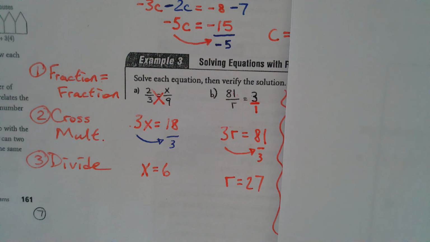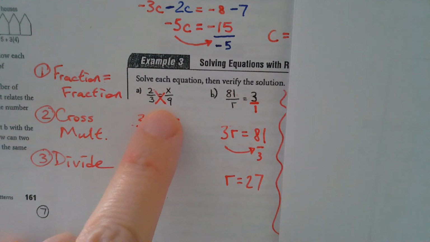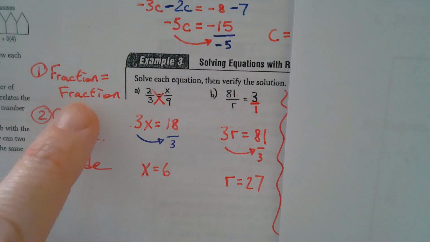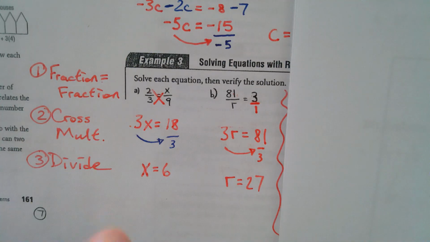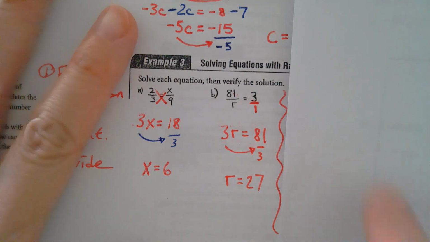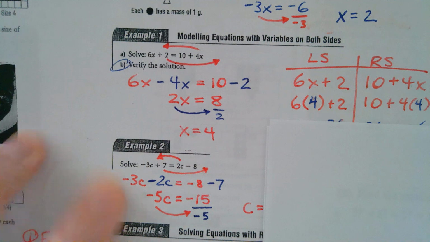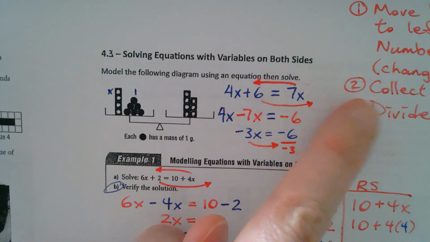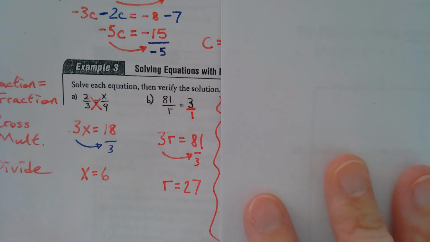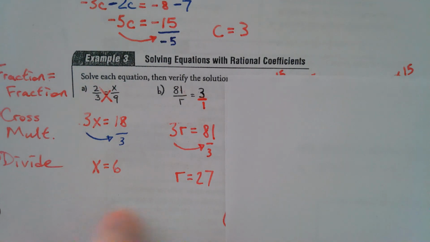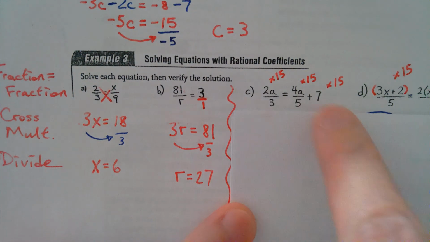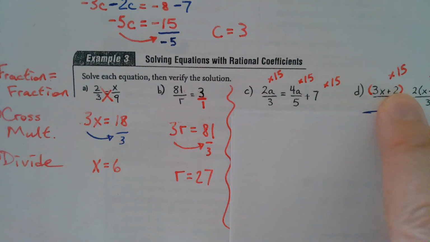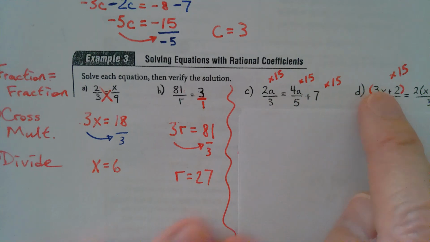Okay. So when you have fractions, you can do this method where you write a fraction over another fraction, cross multiply, and then divide. When you have variables on both sides, then we can follow these steps of moving letters to the left, numbers to the right, collect like terms, and divide. Okay, because today is a short class, I'm going to break the lesson into 2 parts. Tomorrow, we're going to do examples C and D on page 9. Okay, so I'm going to save these 2 for tomorrow.